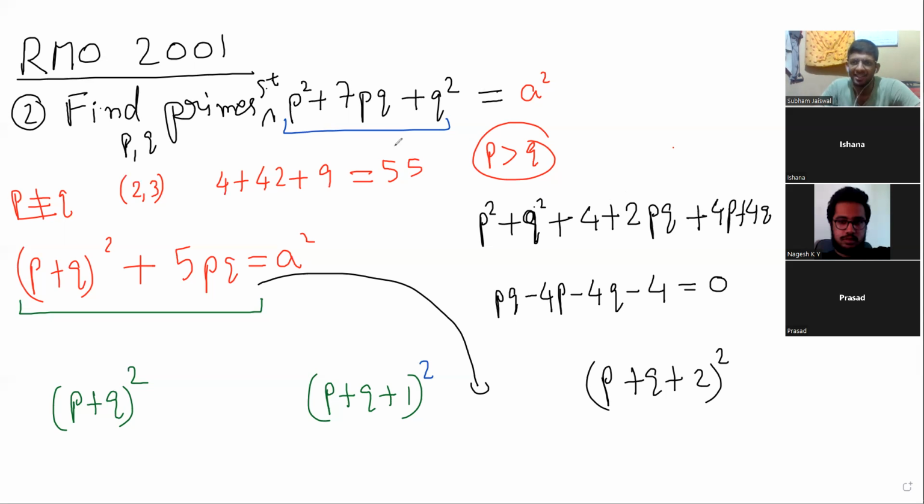No, this is 7. No, this is 5. Oh, no, 5 is here, but overall it is 7. Okay, so this is 5. Yeah, so this is again bigger. Sir, I think it will be greater than (P plus Q plus 2) the whole square. Yes, it is greater than that.